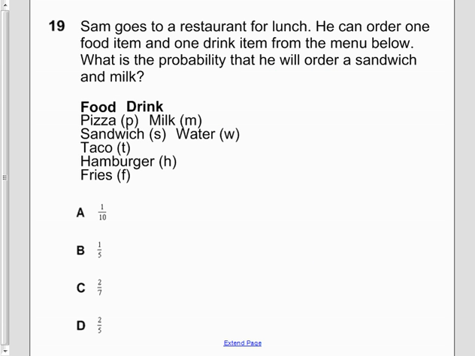Question 19 says, Sam goes to a restaurant for lunch. He can order 1 food item and 1 drink item from the menu below. What is the probability that he will order a sandwich and a milk?